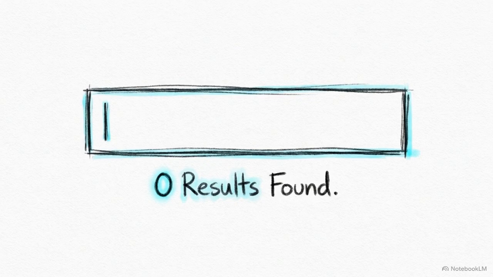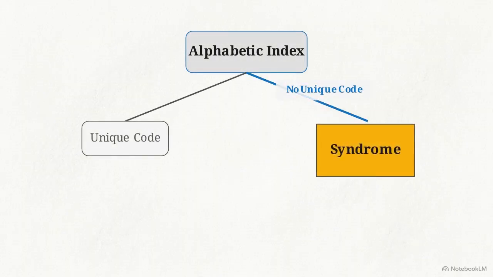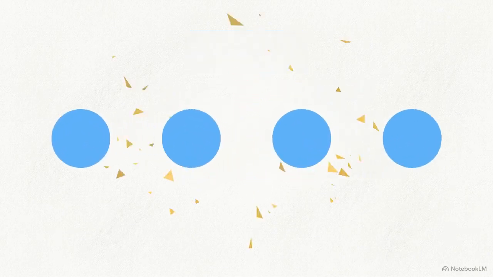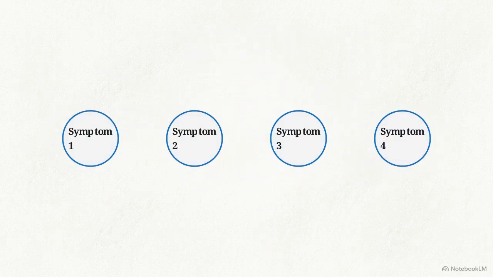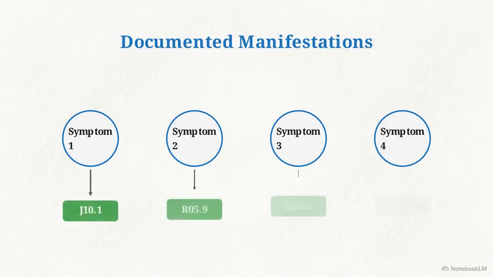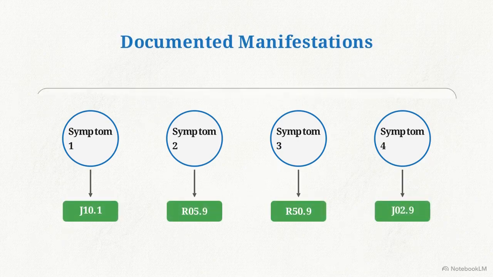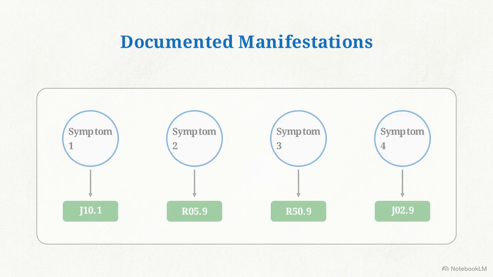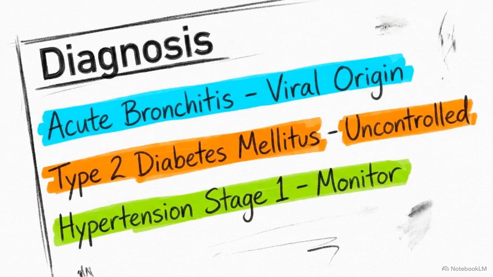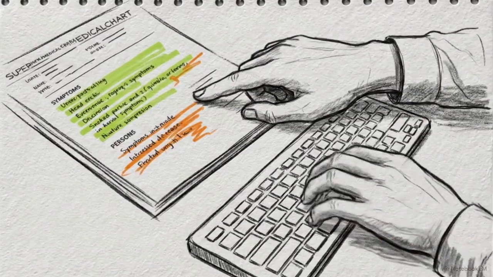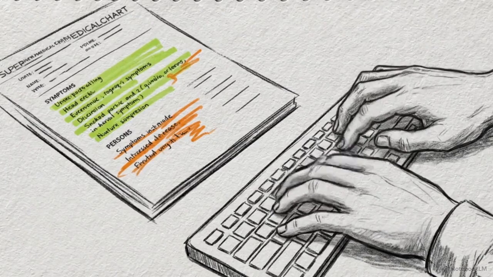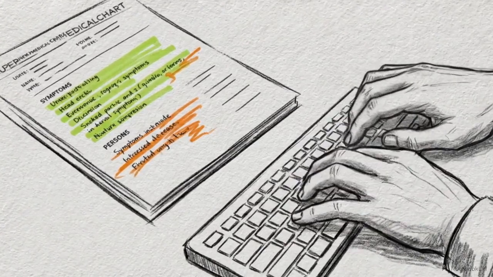Now, consider the alternative scenario. You check the alphabetic index and find no unique combination code and no clear guidance. Encountering this dead end triggers a secondary workflow, the deconstruction protocol. The core mandate is to visually and conceptually break the syndrome down. From here, you assign individual codes for the specific clinical manifestations documented. This approach requires multiple codes to fully capture the patient's physiological state. When the database lacks a prepackaged option, you are assembling the raw data. You are building the story from the ground up.